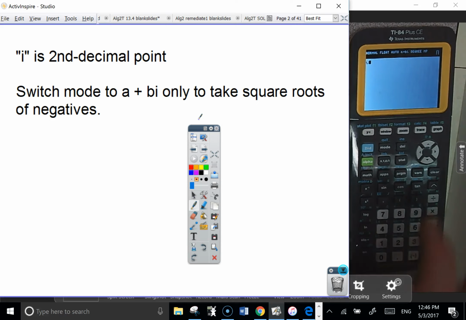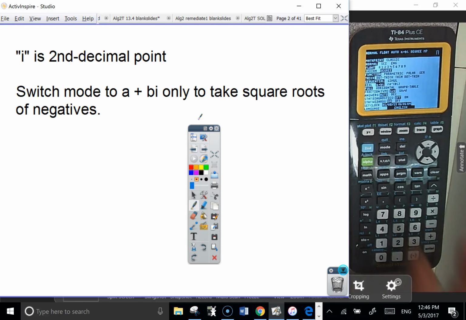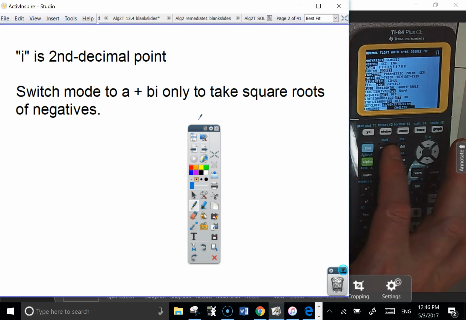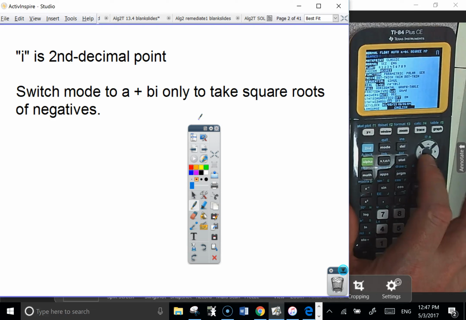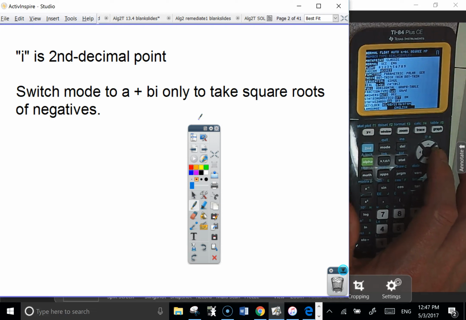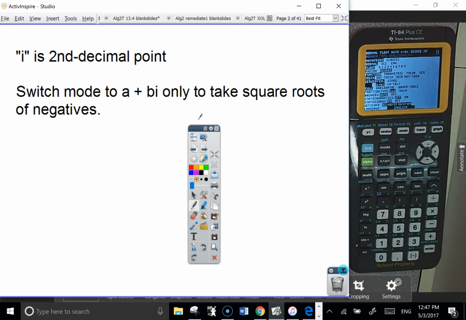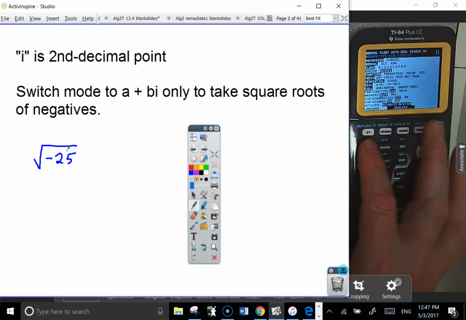Now, if you look in the mode key right there, which is just to the right of the second, you could see down, it looks like I've already got this changed, but there's a line there that starts with real, and then it's got a plus bi. So you don't need to change to a plus bi mode to do operations using the i character. When you need to change the mode is if you happen to do something like the square root of -25. Then it needs to be in a plus bi mode, or else it'll give you an error. But other than that, you could be in real mode. I'm going to put mine in real mode.